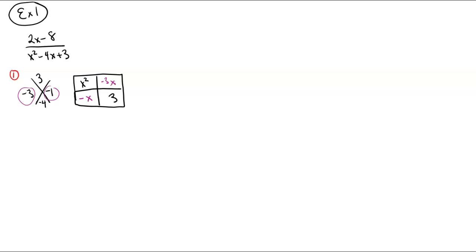So what goes into both x squared and -x? That would just be an x. And x times what gives you x squared? An x. X times what gives you -3x? So -3. And -3 times -1, in fact, gives me +3. So our two factors are going to be, actually I put this over here. So I'm going to say 2x minus 8 all over x minus 3 and x minus 1.